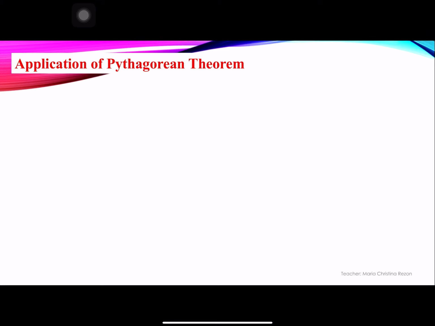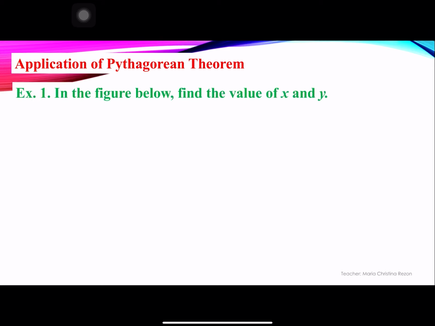We will use the Pythagorean theorem. In the figure below, find the value of x and y. So we have here a 45-90 right triangle with one of its acute angles 45, so this means that this is also 45 degrees. So in other words, we have an isosceles right triangle, or a 45-45-90 triangle. In this type of special triangle, the lengths of the legs are equal.